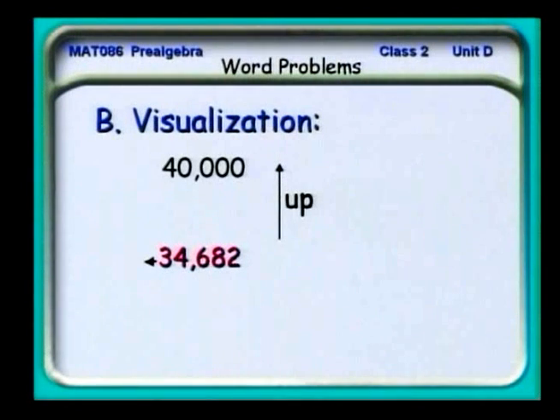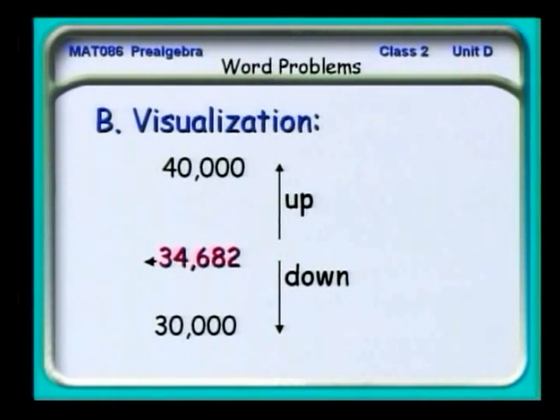So there's the 34,682, and under what circumstances would you round that to make a larger number? Under what circumstances would you round that to make a smaller number? Which of the places would you round from to get the larger number? Which of the places would you round from to get a smaller number?